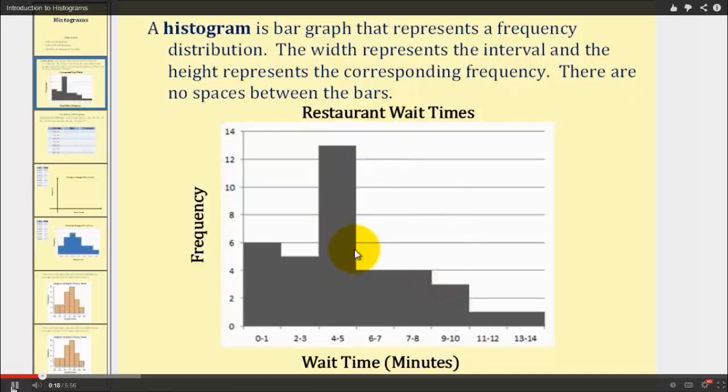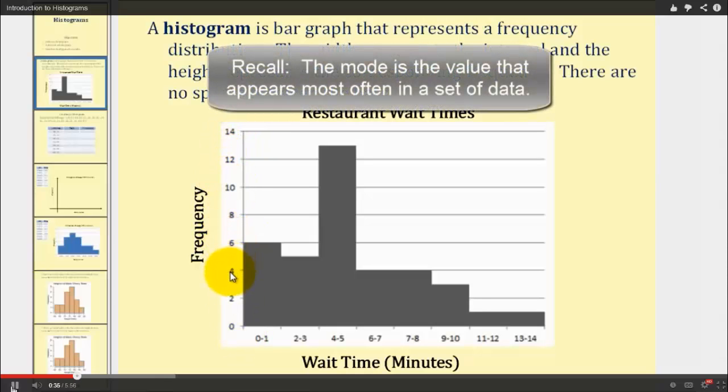So looking at the given histogram, notice how the intervals have the same width or the same size, which once again means the bars have the same width. These categories, or the intervals, are often called the bins. And notice the vertical axis indicates the frequency, so we can easily see that the mode of wait times is 4 to 5 minutes. Looks like it occurred 13 times.